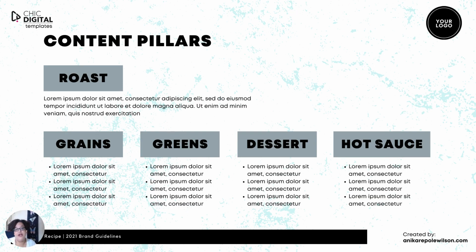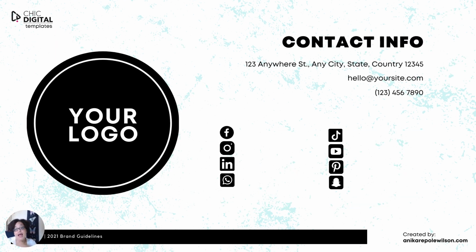Content pillars. Here we break down the roast. So this is just a very general kind of overview of what your content pillars or content direction should look like. So you roast, you greens, you dessert, your hot sauce, you want to kind of just lay it out here in a very simple manner. And that's it. And then you have your contact info.